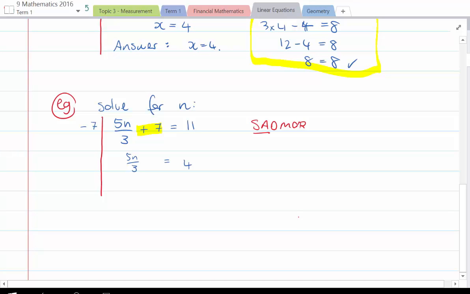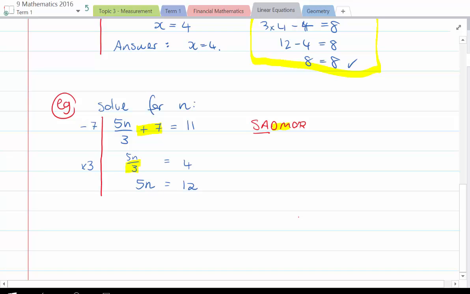Now the next thing we need to worry about is our multiply and divides, this divide by 3. So just remember, on 3 as a fraction means divide by 3. So to undo a divide by 3, we multiply both sides by 3. So 5n on 3 multiplied by 3 just gives us 5n, and 4 multiplied by 3 gives us 12.